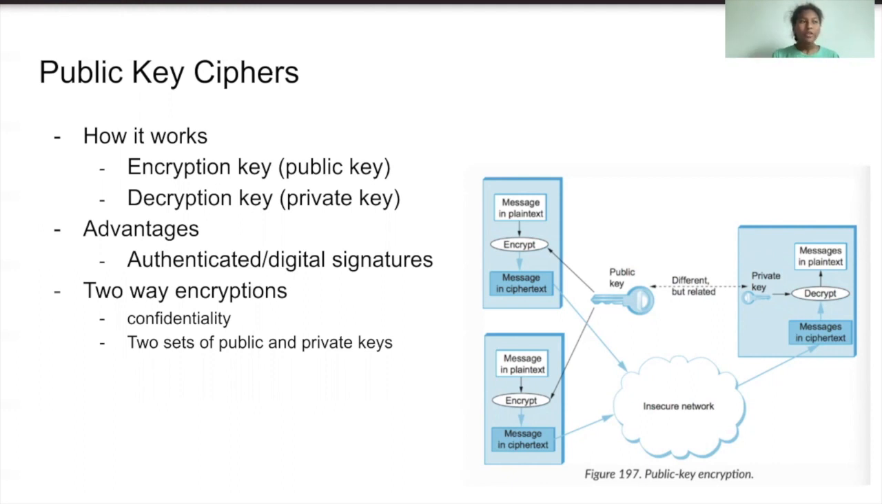So say person A wanted to message person B. They would use person B's public key to write a message that only person B could decrypt with their private key. Once person B decrypts this message, instead of using their own public key to send it back to person A, they would use person A's public key to encrypt their message back to person A, and person A would use the corresponding private key to decrypt it. And that's how two-way encryption with public keys works.